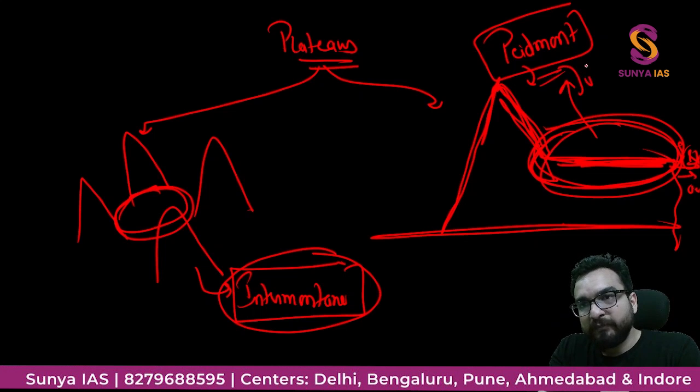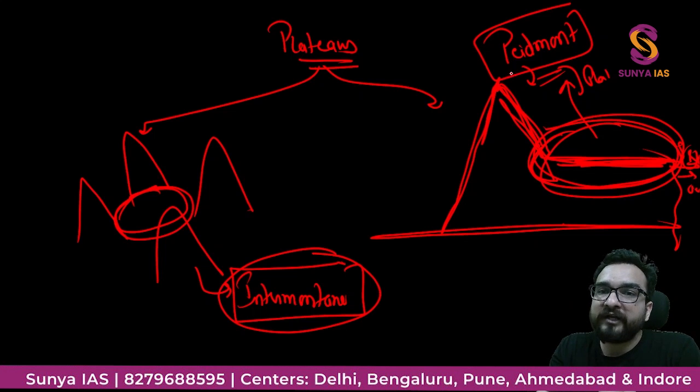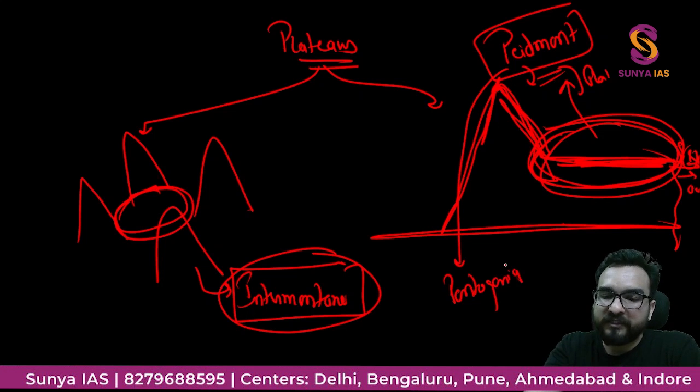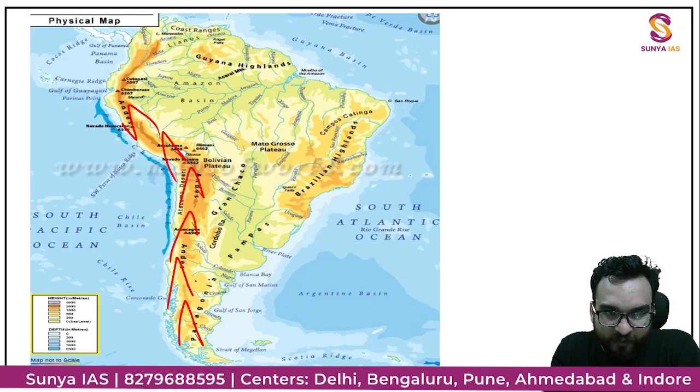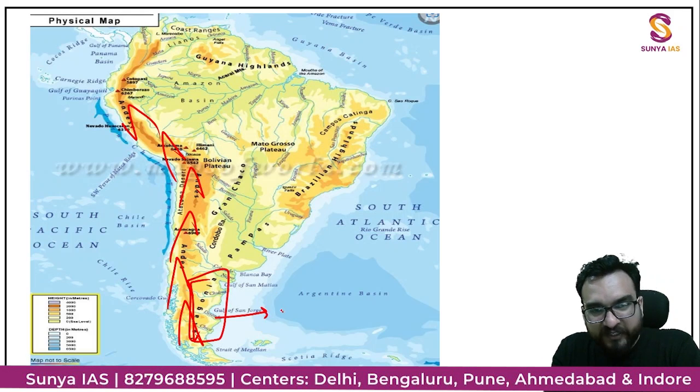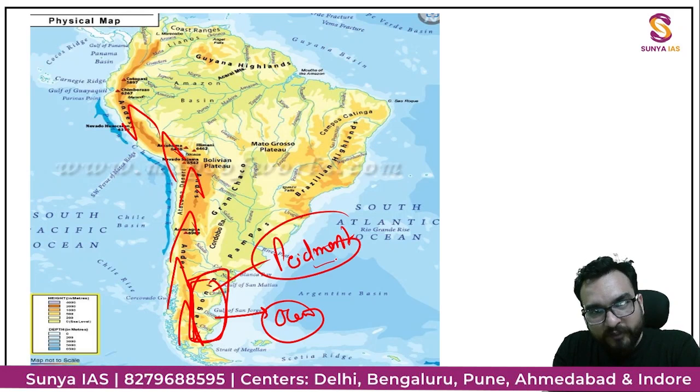This is known as Piedmont plateau. The example of Piedmont plateau you will see as Patagonia. Let me show you now in the map. Can you see this, guys? This is your Andes mountain ranges. And over here you will see plateau. And after that you will see the connection with ocean. So that means this is becoming the feature of Piedmont plateau. So this is the example of Piedmont plateau.